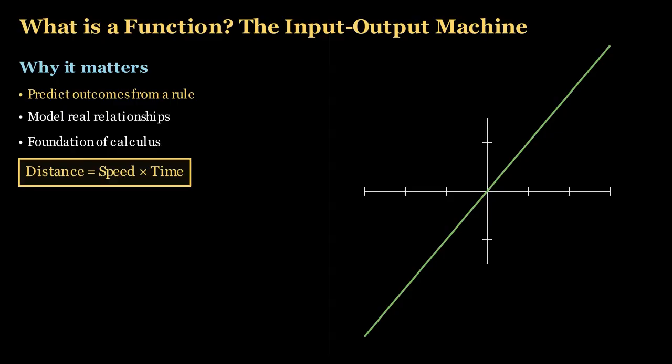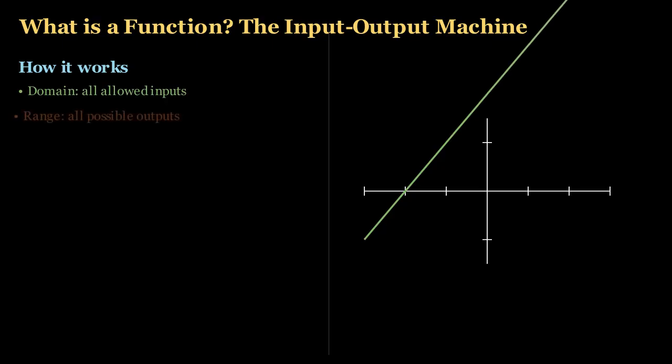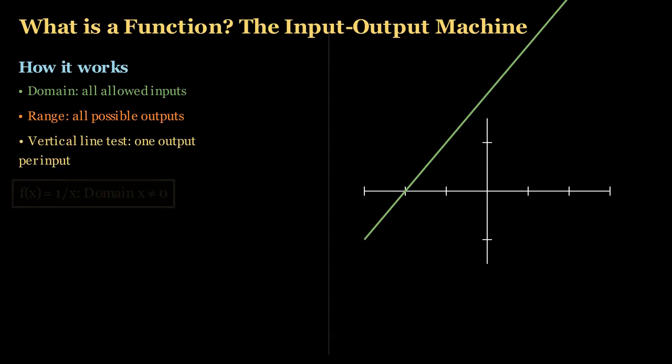Let's open the box. The domain is the set of all numbers you're allowed to put in. For f(x) = x + 2, you can put in any number, so the domain is all real numbers. But for a function like f(x) = 1/x, you can't put in 0, because dividing by 0 is undefined. The range is the set of all numbers that can come out. For f(x) = x + 2, the range is also all real numbers.